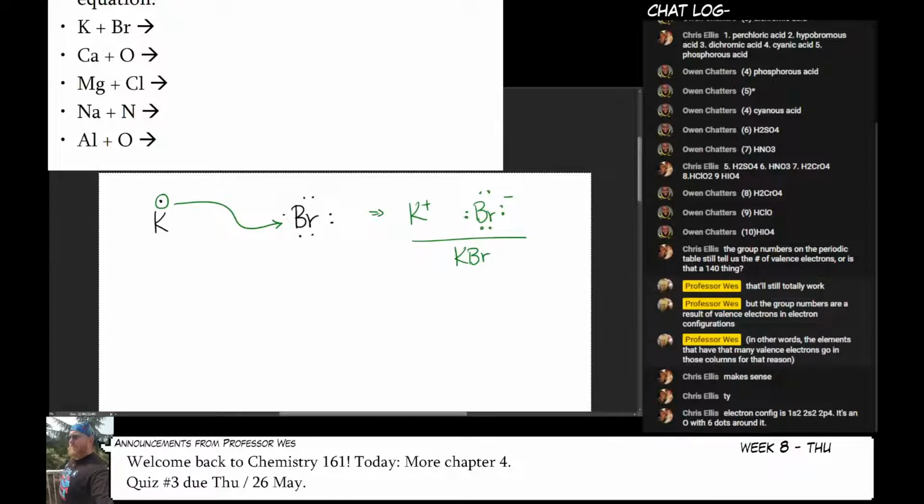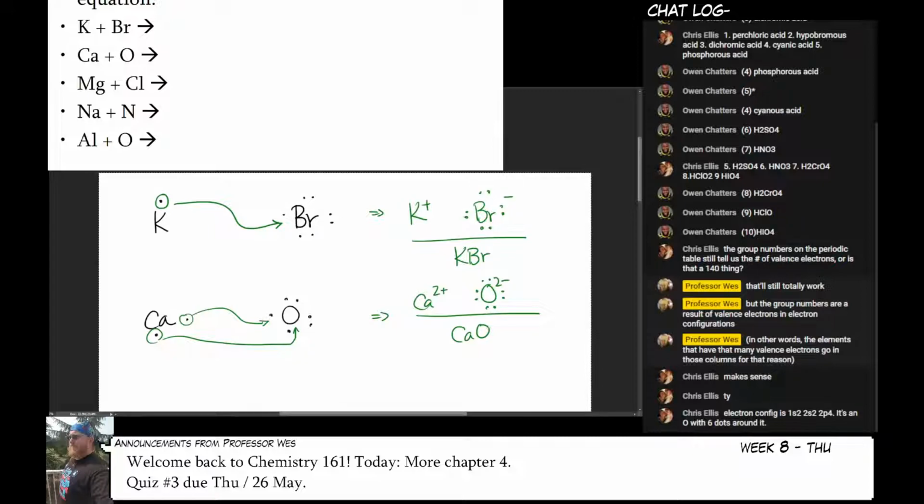All right, we do the same thing with calcium and oxygen here. Calcium has 2 valence electrons, oxygen has 6. We get those from the electron configuration. There you go. So that means that we put calcium with 2 plus and oxygen with 2 minus, which has 8 valence electrons around it.